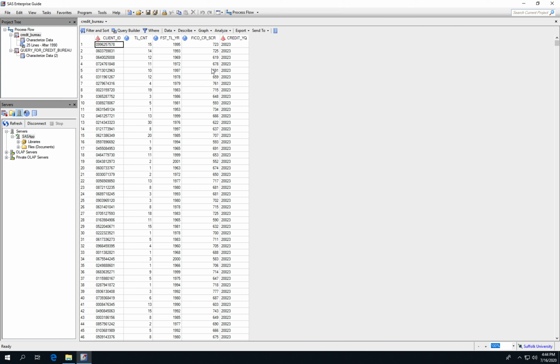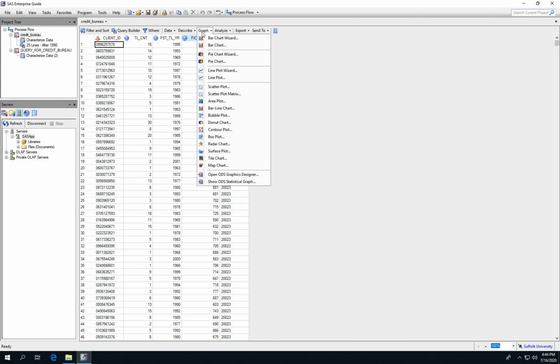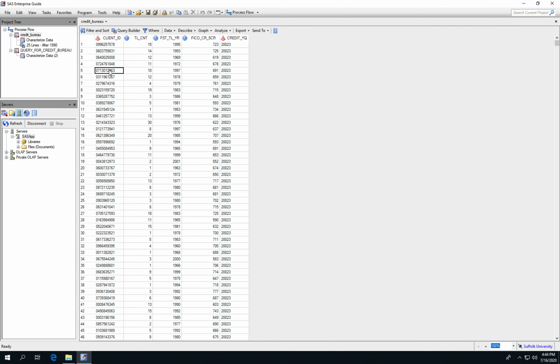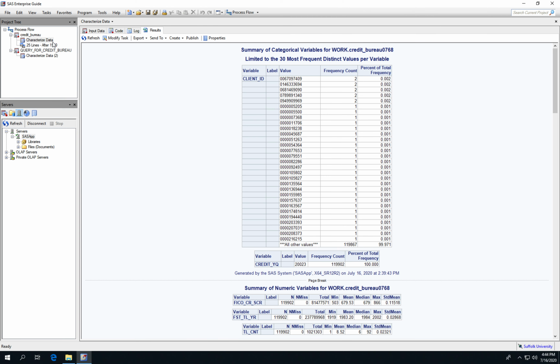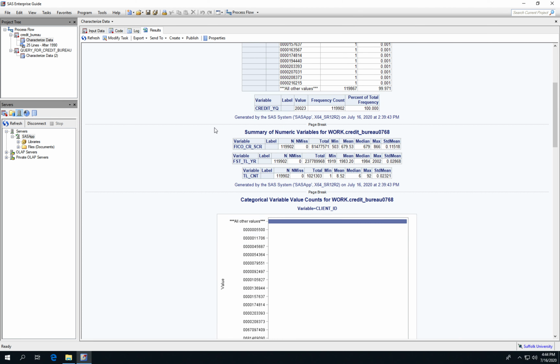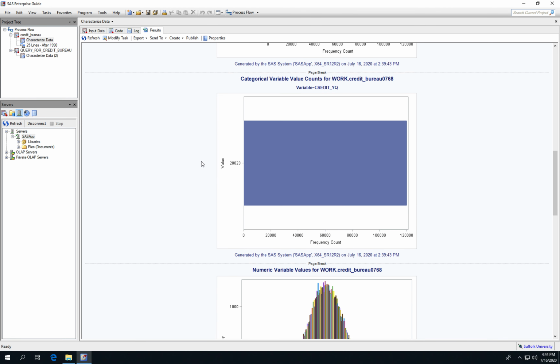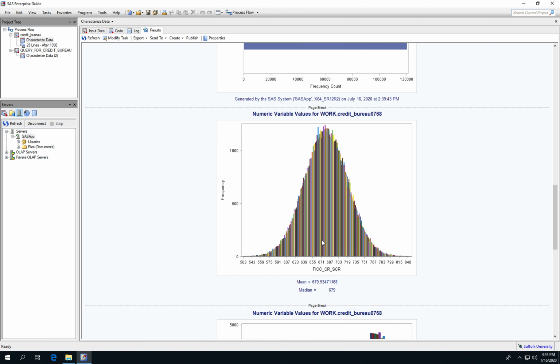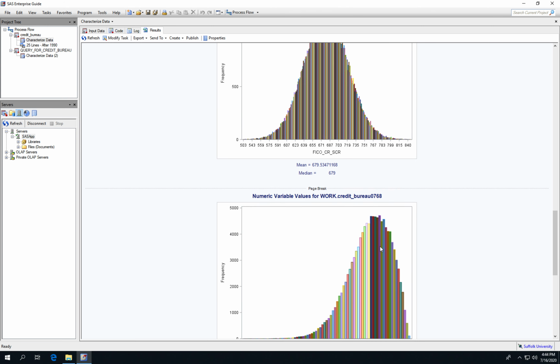The other ones I really don't care much about, but we can do describe, characterize data, and it takes me to the report of what is in the data. Now, you always want to do this because you want to make sure that the type of graph you're using actually makes sense for the data that you have, and sometimes it doesn't. So you have to think about those assumptions. In looking at the characterization of the data, the first thing I notice is that my FICO credit scores are very normally distributed, which is great. So we can keep going.